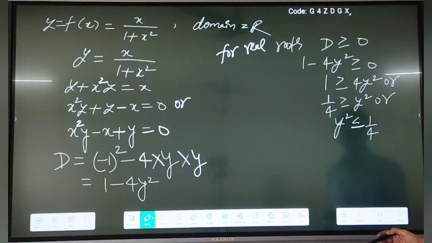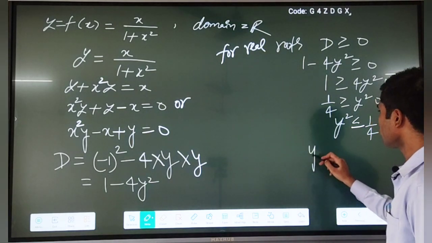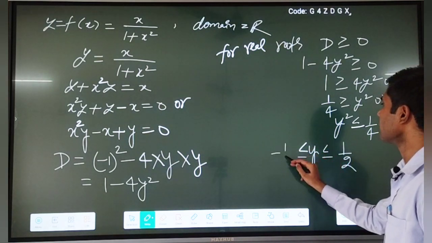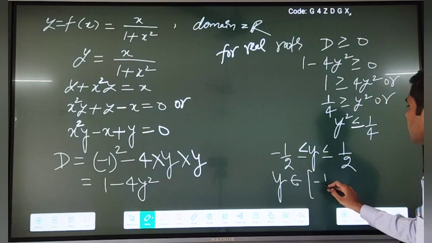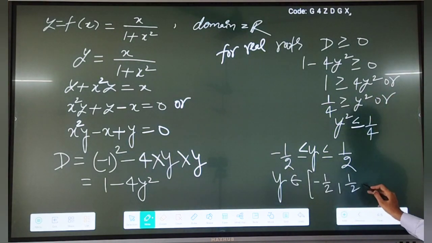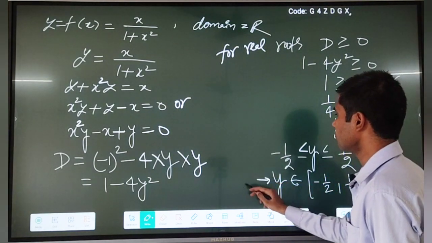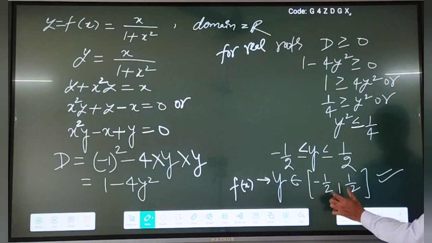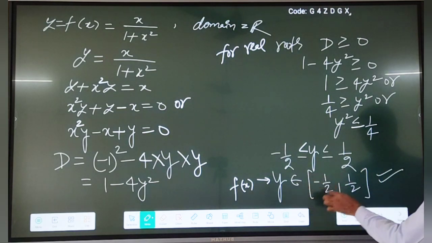And we know 1 by 4 is the square of plus minus 1 by 2. So it means y is lying between 1 by 2 and minus 1 by 2. So it means y belongs to minus 1 by 2 to plus 1 by 2. Okay student, so it is the range of the given function. y means f(x) belongs to minus 1 by 2 to plus 1 by 2, closed bracket, closed interval.